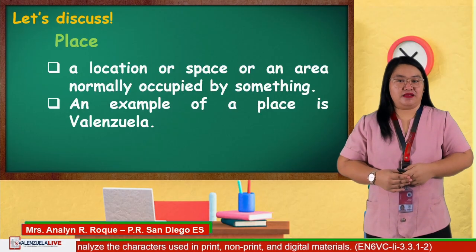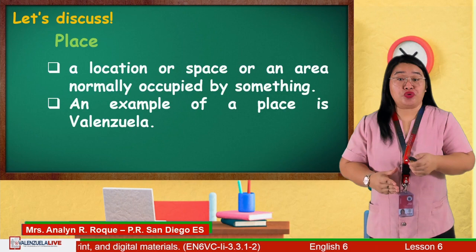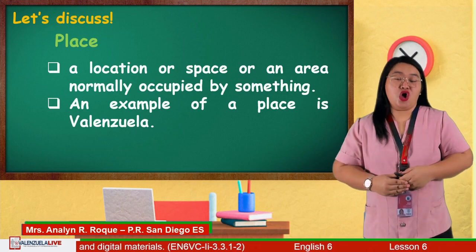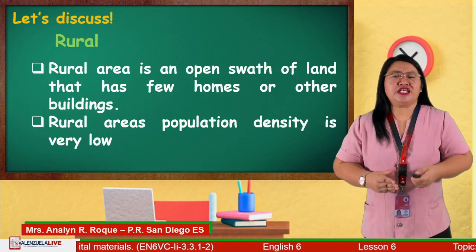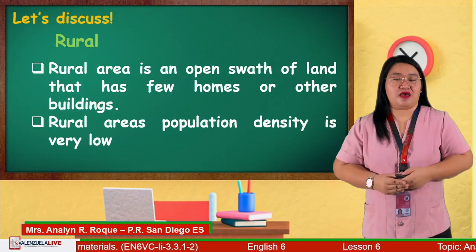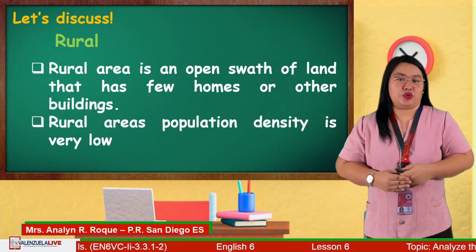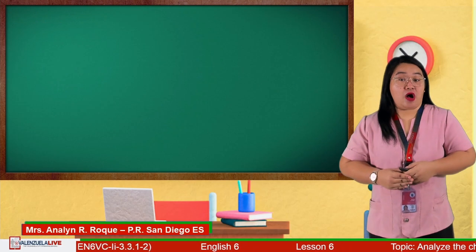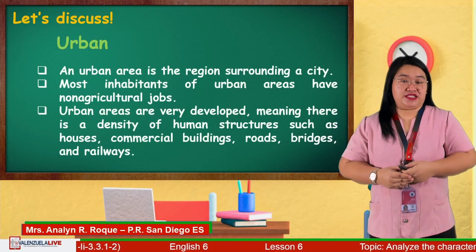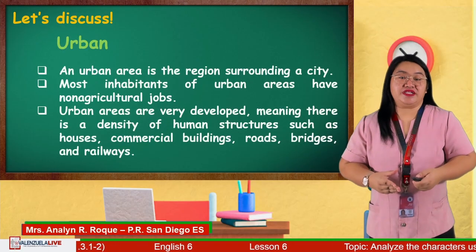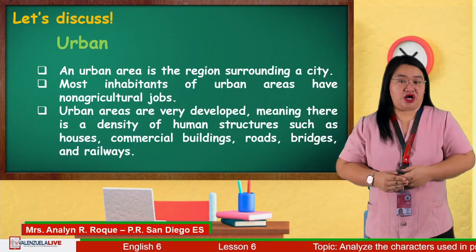Aside from that, the setting of a story can be categorized as rural or urban. A rural area is an open swath of land that has few homes or buildings. A rural area's population density is very low. An urban area, on the other hand, is the region surrounding a city. Most inhabitants of the urban areas have non-agricultural jobs.